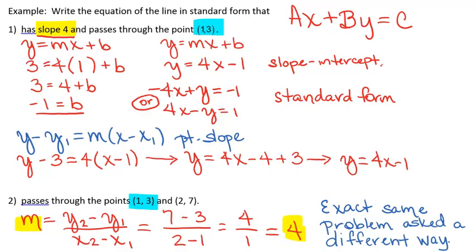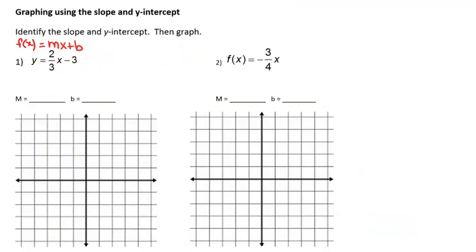And you'll notice that they just asked me the exact same question, just in a different way. Up here, they said you have a slope of 4 and you have the point 1,3. Down here, they gave me 2 points. One of them was also 1,3, and when we found the slope, it was 4. So you can see this is the exact same problem, just asked a different way, and it would have the same answer.